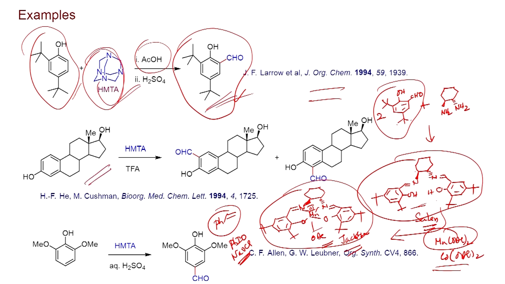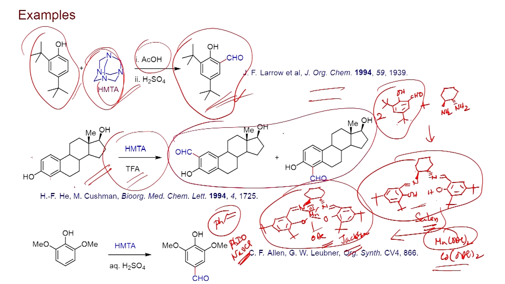The other example shown here, when you look at this compound, the polycyclic compound, here also using this combination of hexamethylene tetramine and trifluoroacetic acid, you can try to introduce an aldehyde group in both the carbon atoms. In this substrate, a mixture of both aldehydes has been observed. Now let us look at this example. Now you have blocked the two ortho positions, and the para position is vacant when you react with hexamethylene tetramine in the presence of aqueous sulfuric acid. You can try to introduce the aldehyde group here.